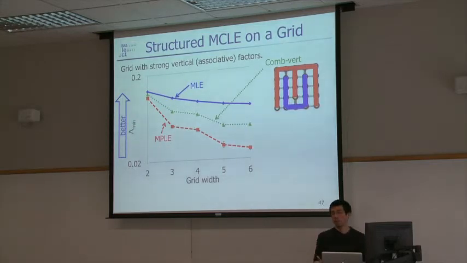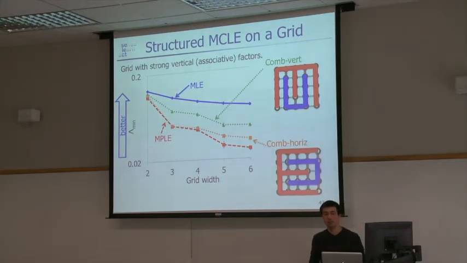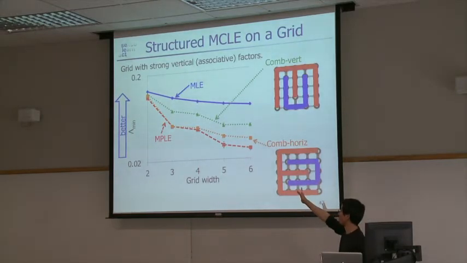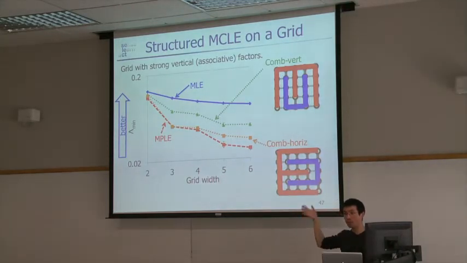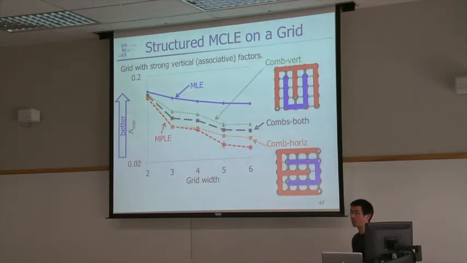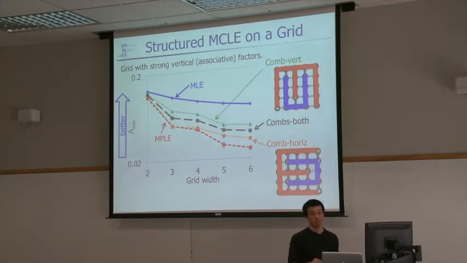If you use vertical combs on this kind of grid, then you end up doing somewhere in between the maximum likelihood and max pseudo likelihood approximation. And you can note that this is what we'd expect to be the good comb, because it's modeling these very strong vertical associative factors. Now, if you don't model those as well by choosing combs which are oriented horizontally so that they capture fewer of these strong vertical factors, then you end up doing significantly worse. But if you average the effects of these, then you end up doing somewhere in the middle.